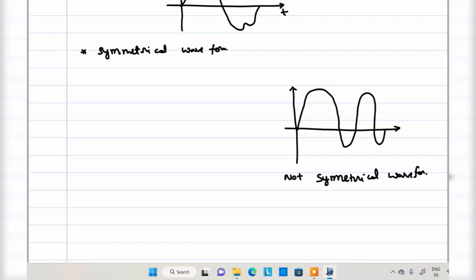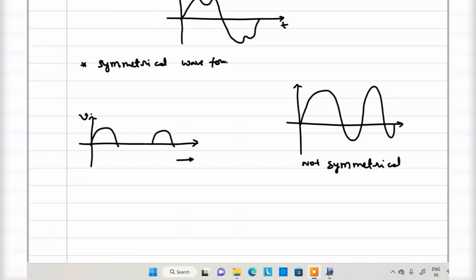In our case, only a symmetrical waveform is practically applicable. Look at another waveform where only positive magnitude is present. This is also not symmetrical, because only the positive half cycle is present and there is no negative half cycle. This is also not called an AC supply. It is a pulsating DC, as I just mentioned. So these are the types of waveforms we have.